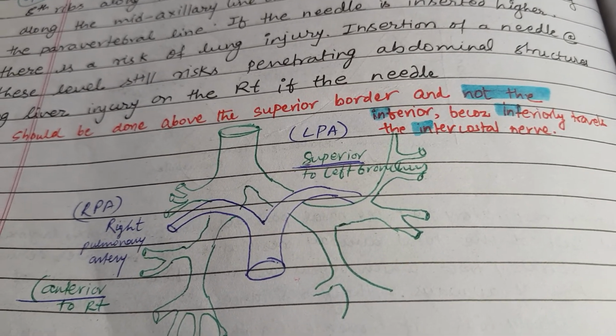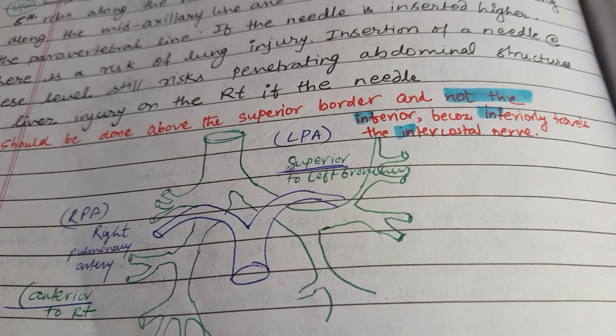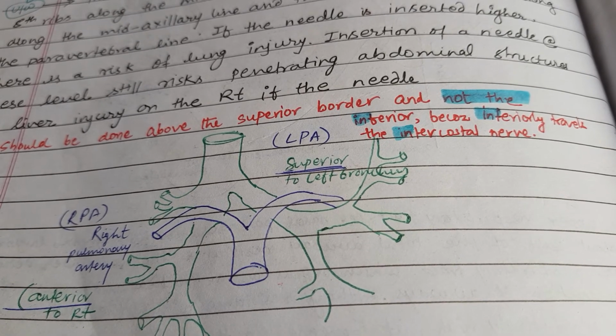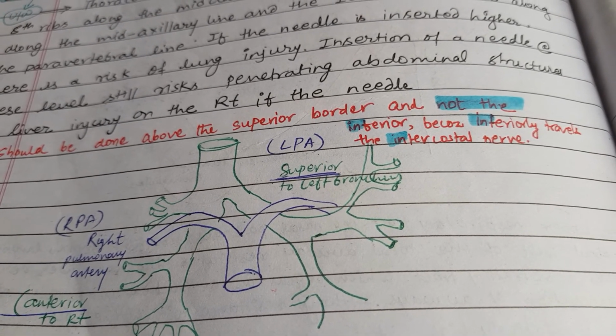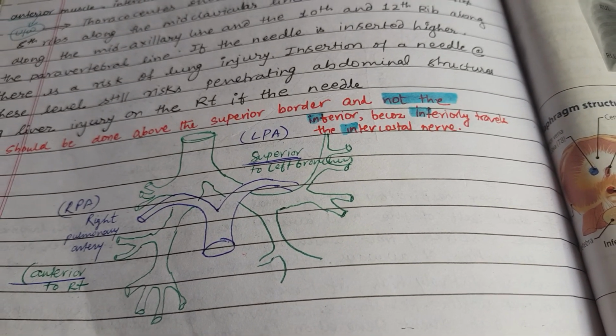This is basically representing the hila. Okay, so here you can see the left pulmonary artery is superior while the right pulmonary artery is inferior. Okay, so that's it for this section. Meet you in the next section.